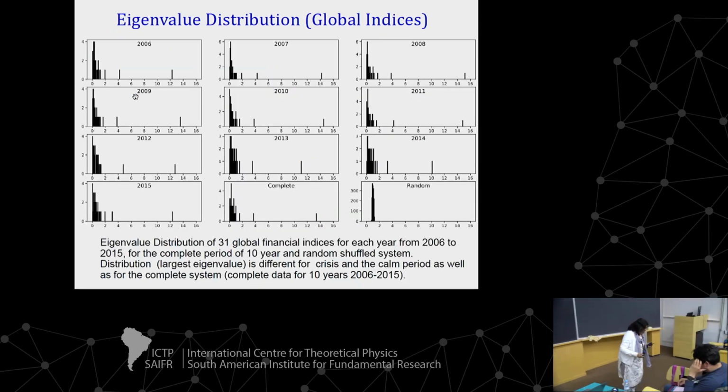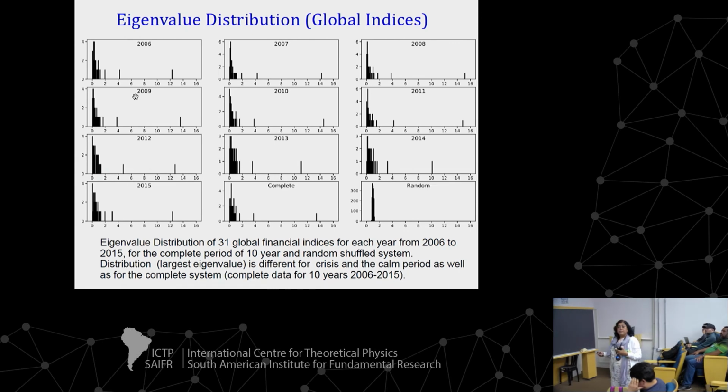Okay, if you look at the eigenvalues of the real matrices, in this case the global indices for all these 10 years, and there's a real one and a random one, you see that beyond, that means the outliers, are in 2006, 1, 2, 3, 2007 again 3, and in 2008 there's more. That means more eigenvalues are coming out, and so on.